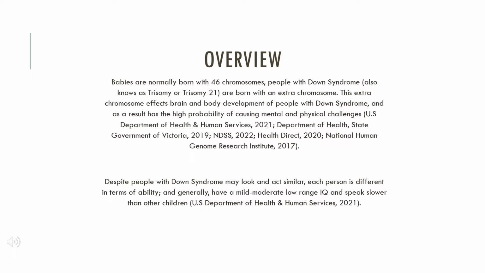Although people with Down syndrome may look and act similar, each person is different in terms of ability, and they generally have a mild to moderate low-range IQ and speak slower than other children.